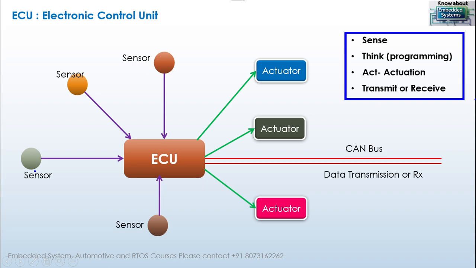The fourth one is called transmit or receive. In our automotive system, we don't use only one ECU. If you go back and see the second slide, I have shown you more than 20 to 30 different ECUs.